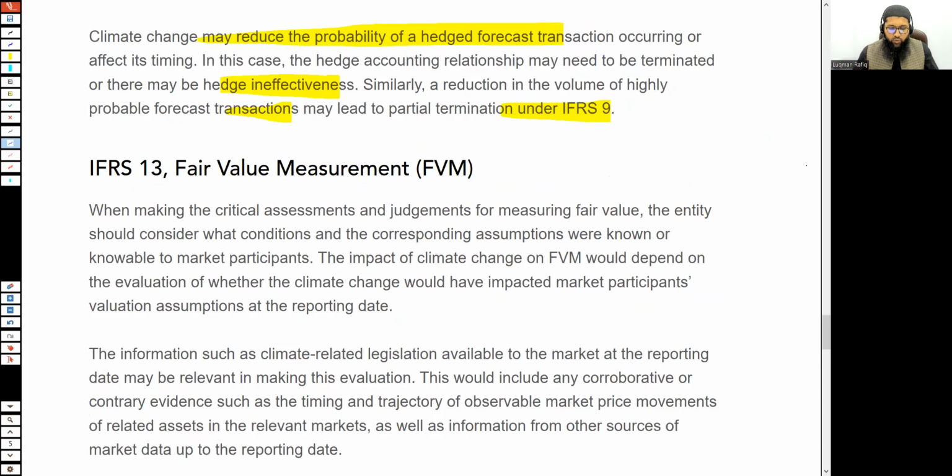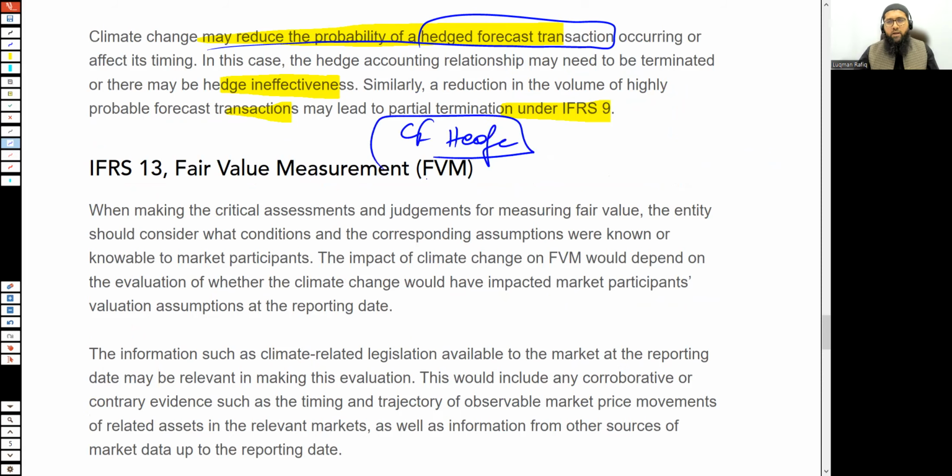Plus, there could be further things, which is that climate change may reduce the probability of a hedged forecast transaction. When we talk about the cash flow hedge, we talk about the highly probable future forecast transaction. So if there is a climatic change which could have an adverse impact on the entity's operation or the entity's ability to operate, ultimately the highly probable forecast transaction may not take place. If that transaction may not take place, the hedge accounting rules may not apply, and you may not be able to account for it the way you would if hedge accounting rules were applicable.